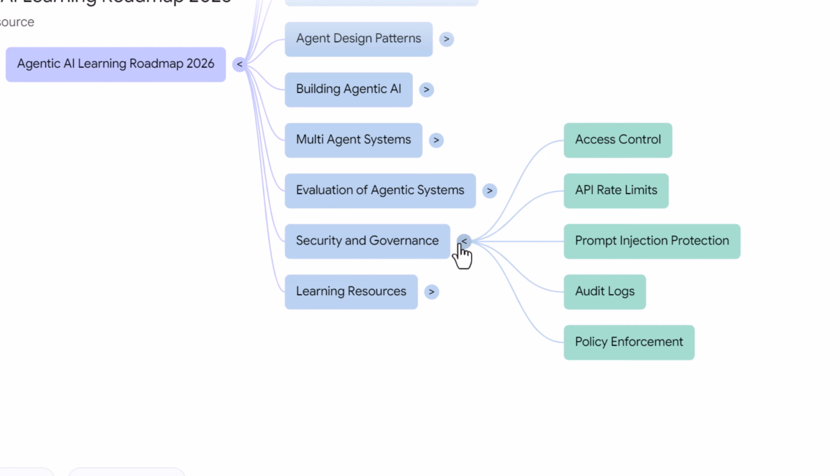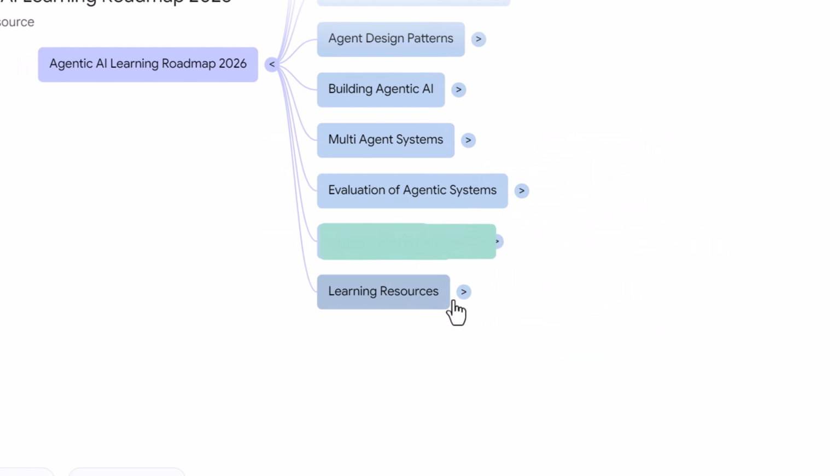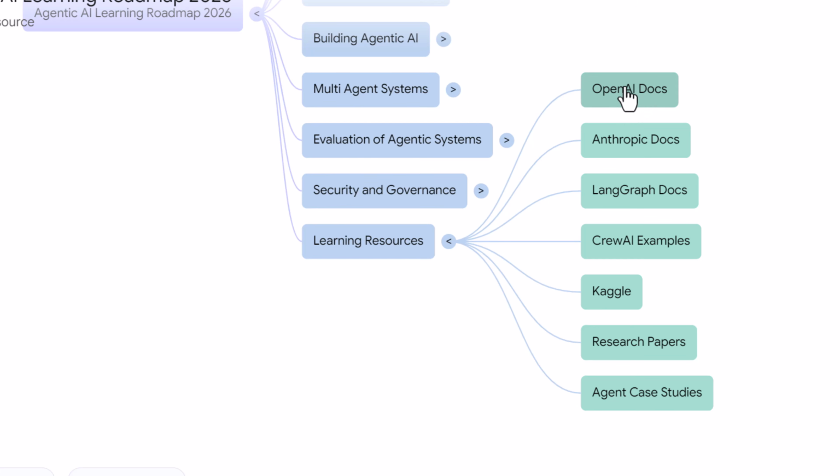Finally, we come to learning resources. OpenAI documentation is essential for understanding models and tools. Anthropic documentation provides deep insights into safe agent design. LangGraph documentation teaches you how to build structured agent workflows. CrewAI examples help you learn multi-agent patterns.